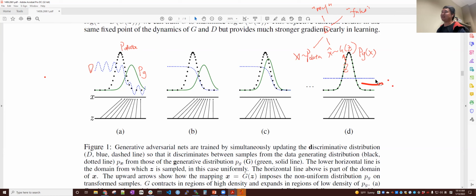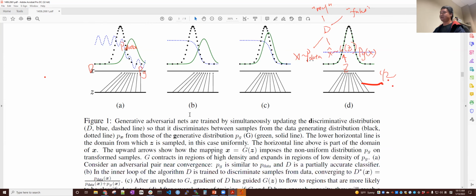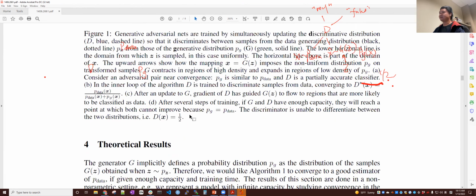This value would be 1/2, which makes sense, because your discriminator cannot tell whether it's true or fake. It just says 50% is true, 50% is fake. So it doesn't have any power to tell the truth, which means your generator is really good at generating the fake data. It just fools your discriminator. So that's basically how the process runs.